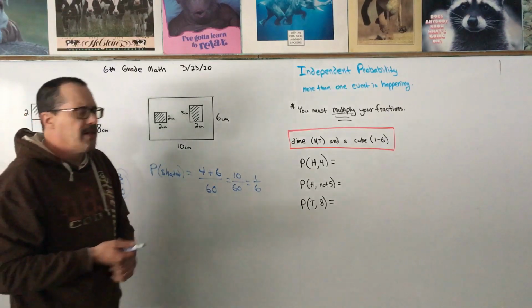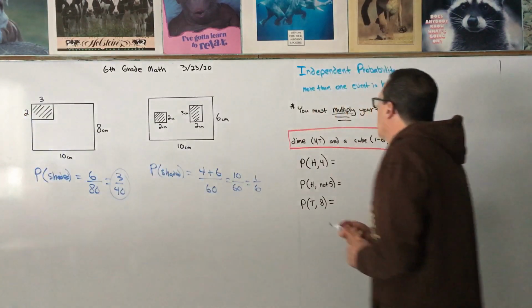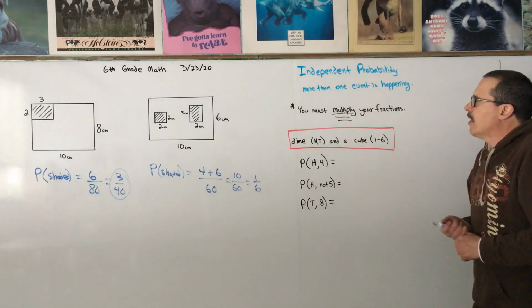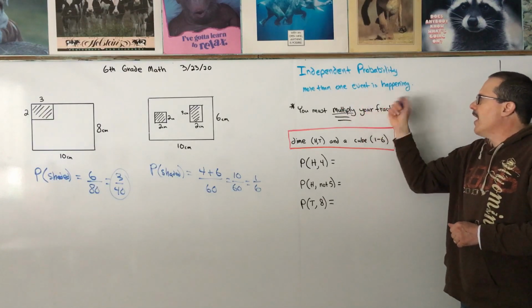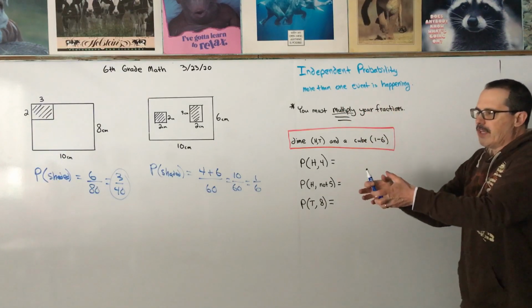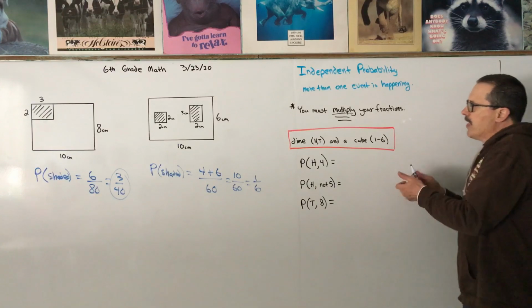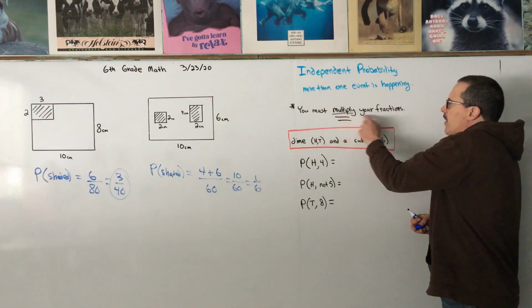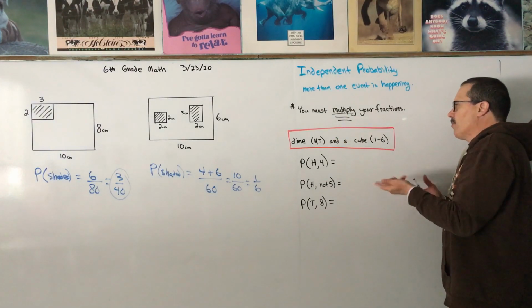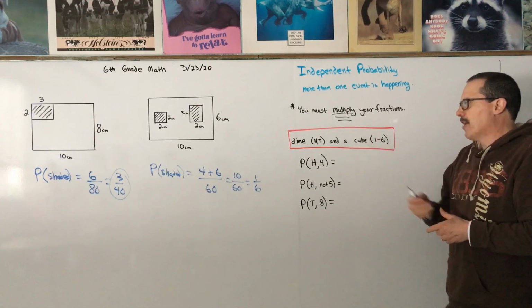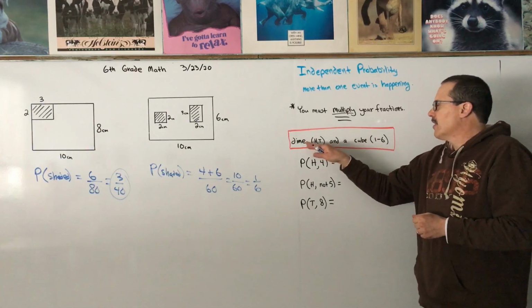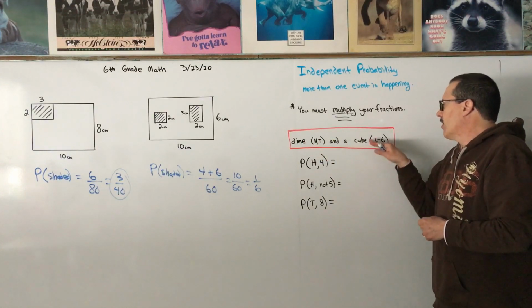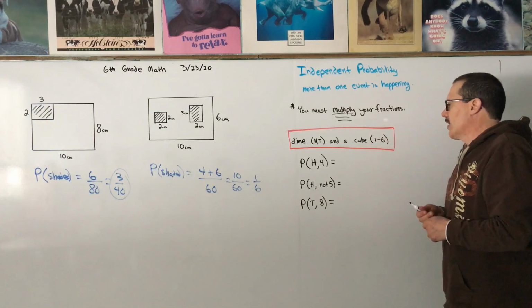All right, the other thing I want to talk about today was independent probability. And that means that more than one event is happening. So this is happening, and then this is happening. And when that's true, you need to multiply your fractions together, or your probabilities. So I gave an example here. Let's say you had a dime. A dime has a heads or tails on it. And you had a cube that has 1 through 6 on it.